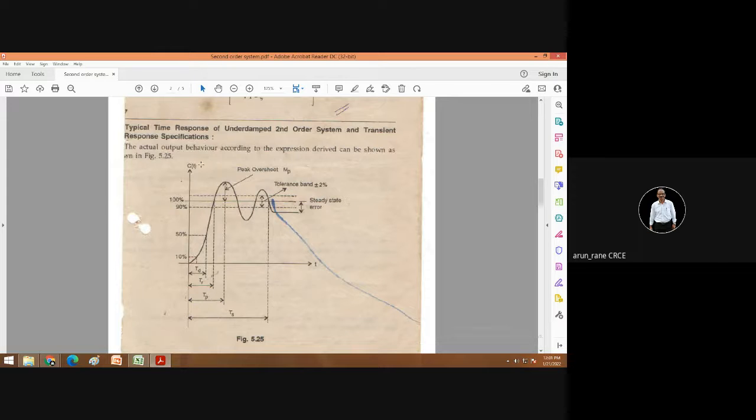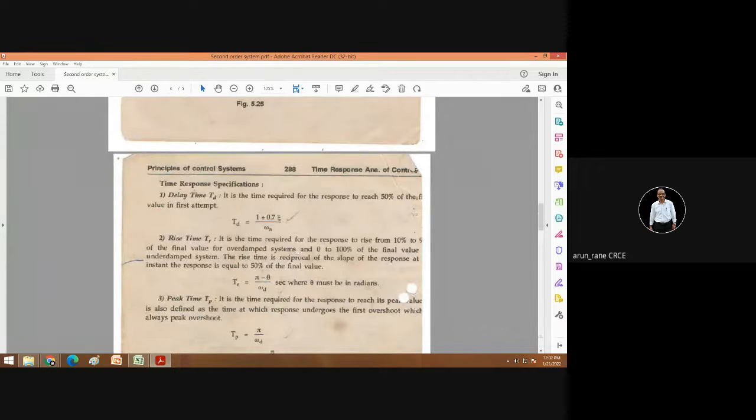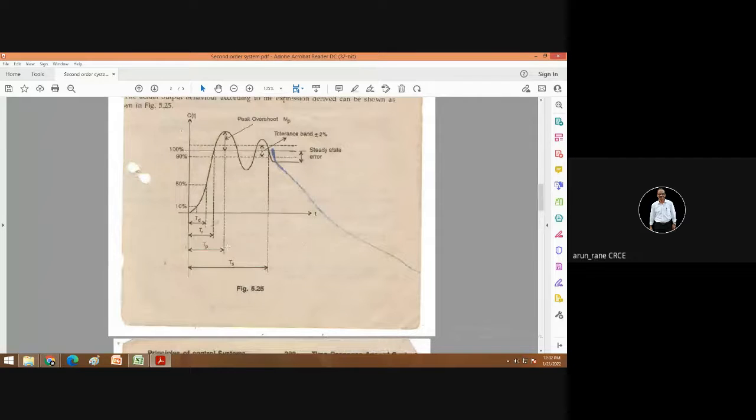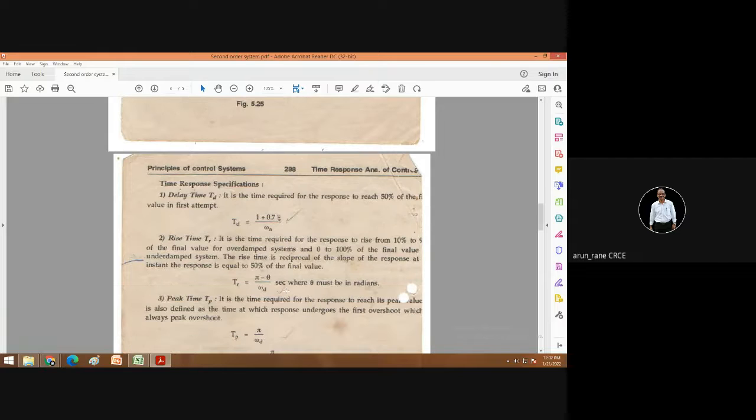So let us see each and every term. This is your C(t), which is nothing but the response, and this t is nothing but the instantaneous time. MP is nothing but the peak overshoot. So these are the definitions. Delay time, that is TD, that is this. It is the time required for the response to reach 50% of the final value in first attempt, and this is given by this relation: TD is equal to (1 + 0.7 zeta) upon omega n, where omega n is the natural frequency.